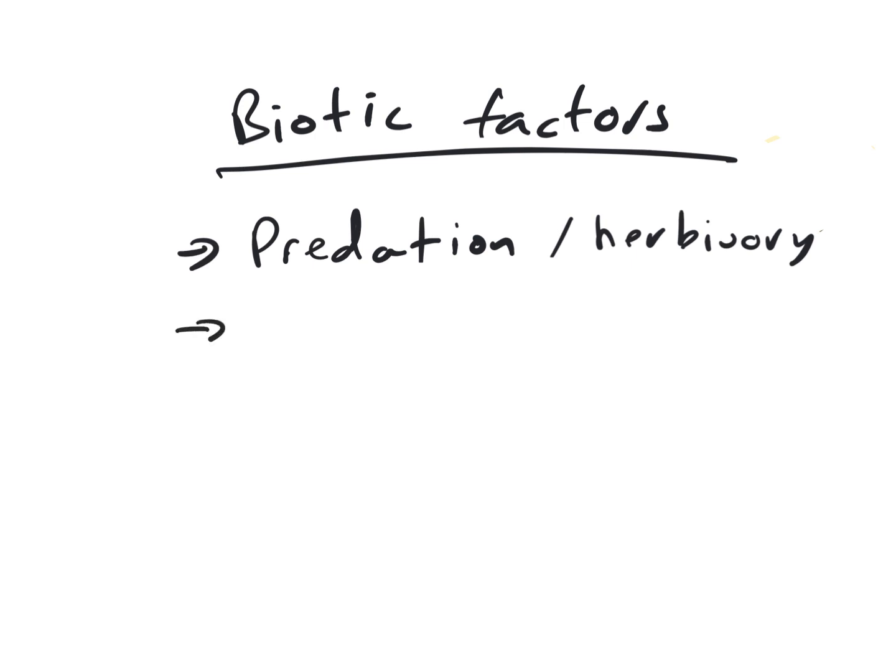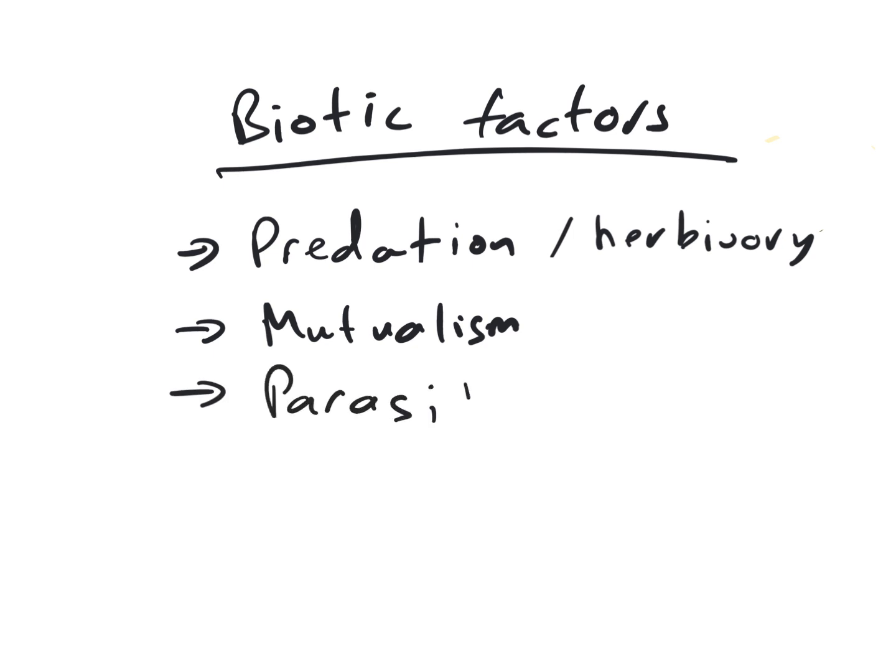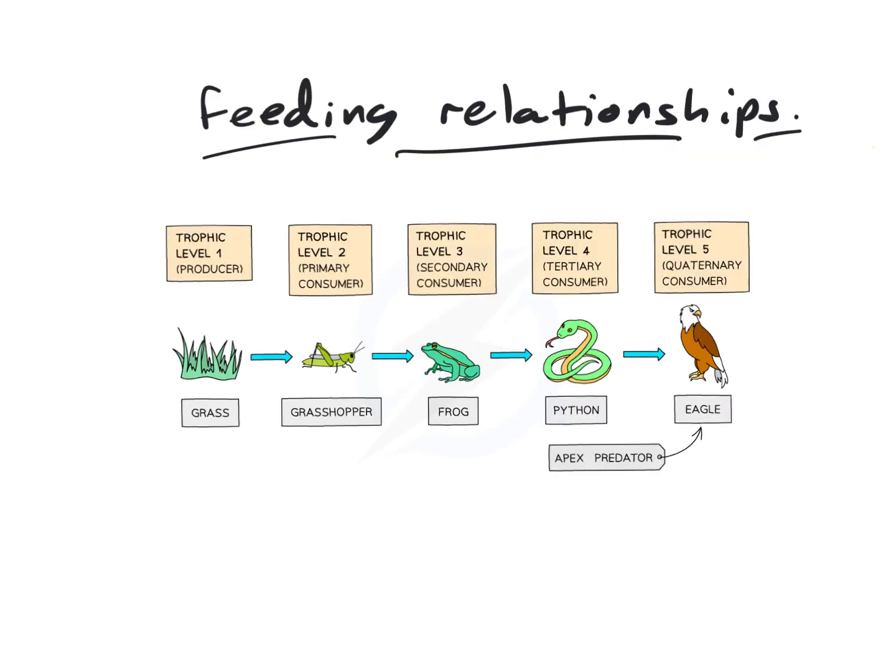However, don't forget there's also mutualism, where you've got 2 species living by each other which are benefiting each other. You have parasitism, where one species lives on another species doing harm to the other species, and commensalism. That's where one species benefits, but the other species isn't affected either way by the presence of that species.